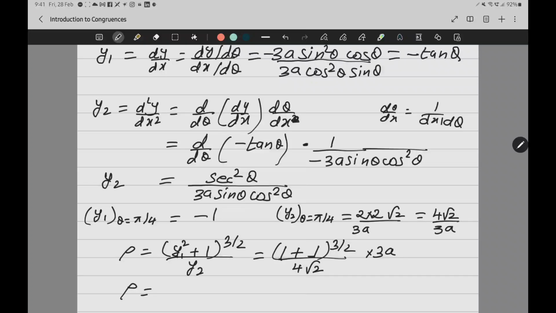So, 2 to the power 3 by 2, again the same thing: root 2 into root 2 into root 2. So, it will be 2 root 2 into 3a upon 4 root 2. So, root 2 got cancelled, and the 2's are cancelled. So, 3a by 2 is my answer. Easy? So, this is how you can do it by both the methods. You can try both the questions by both the methods and later decide which method you want to opt. Okay. Now, let us see the next question.